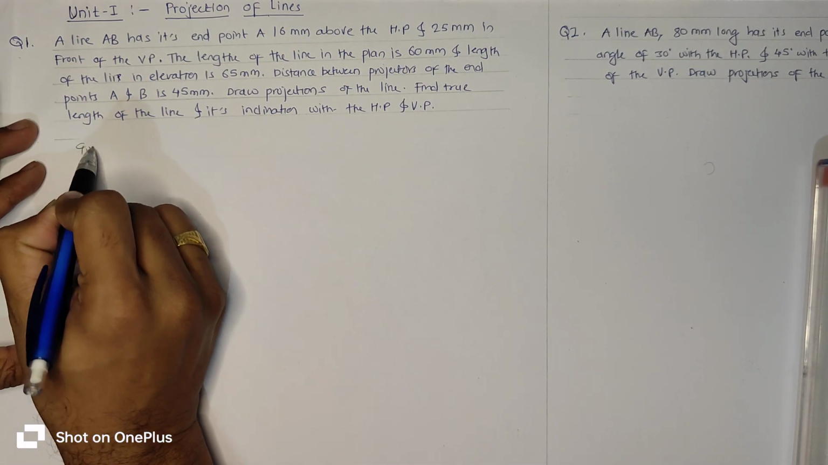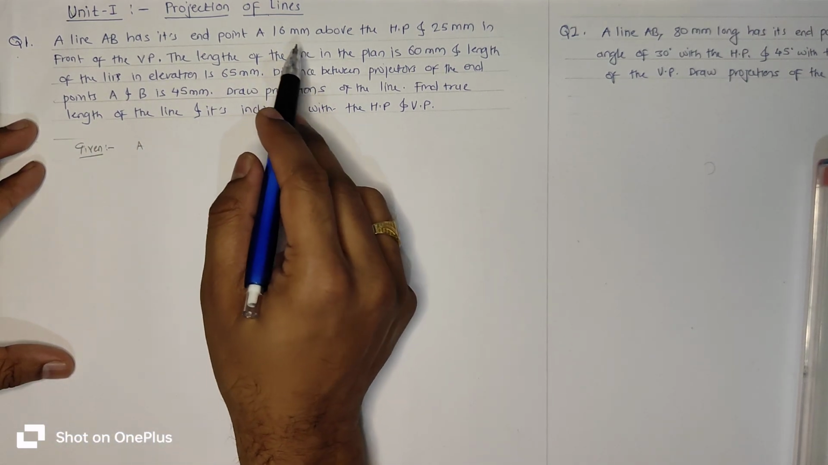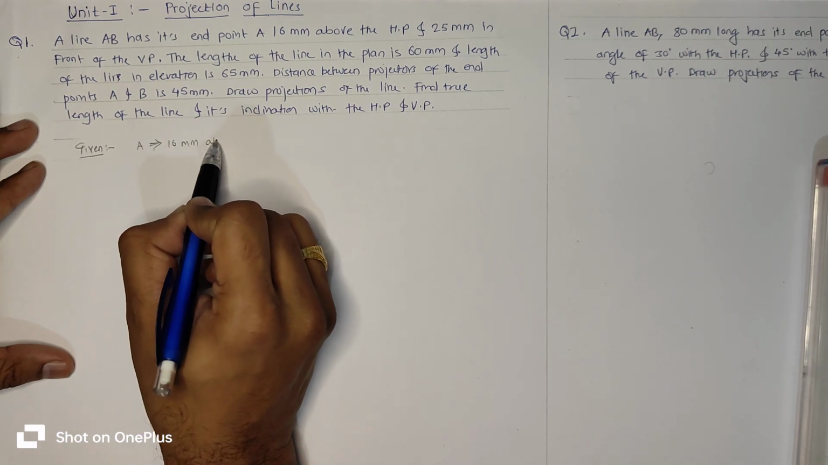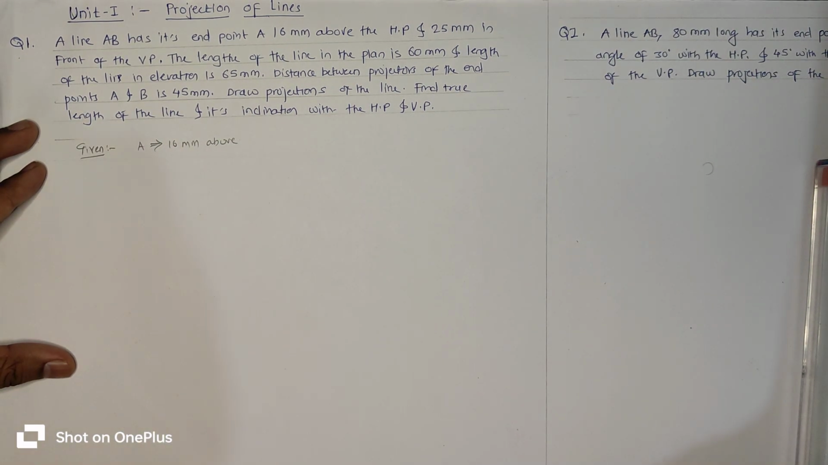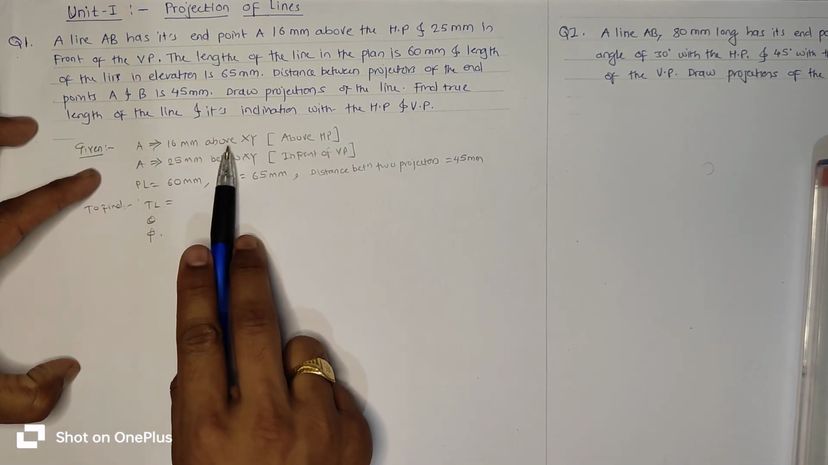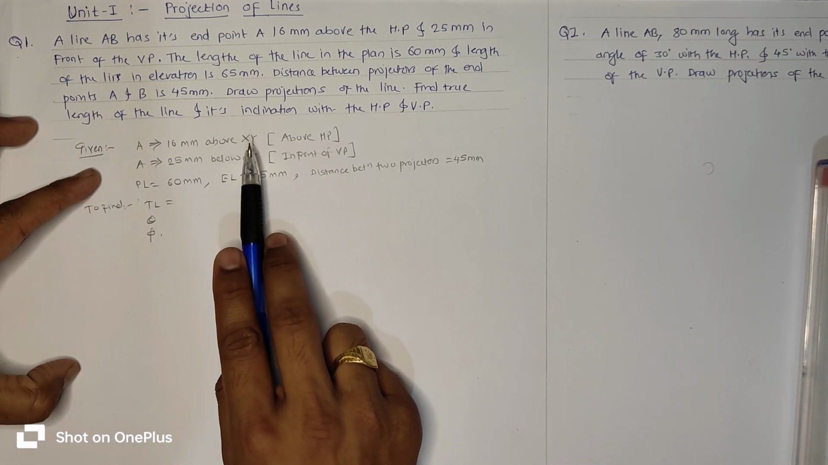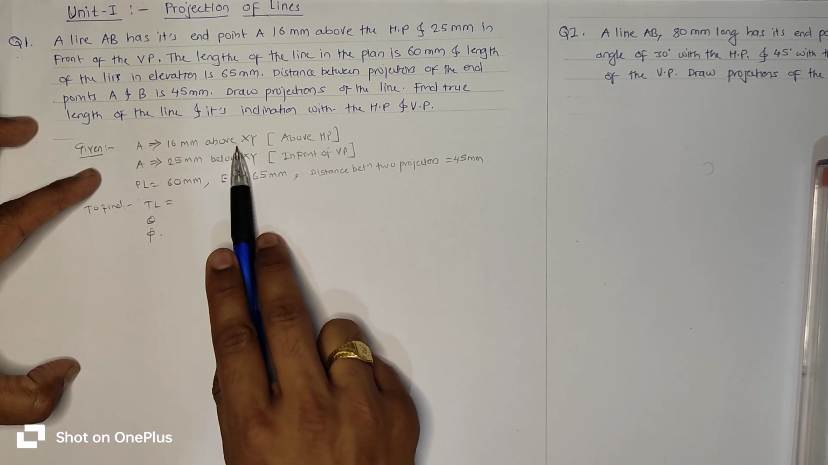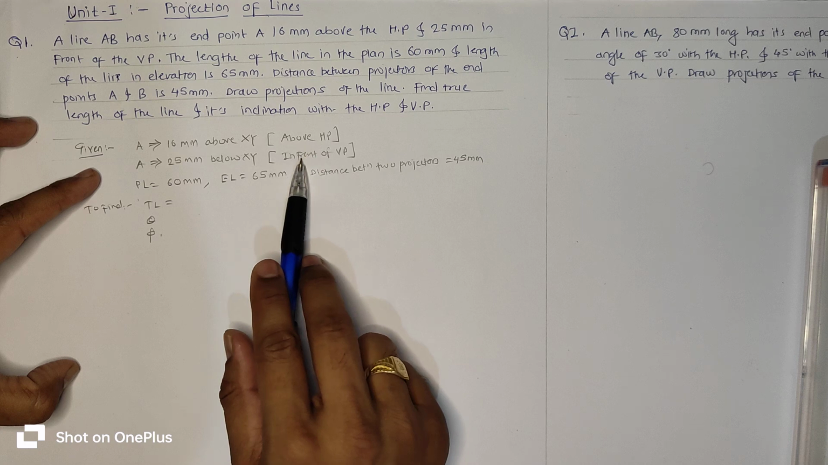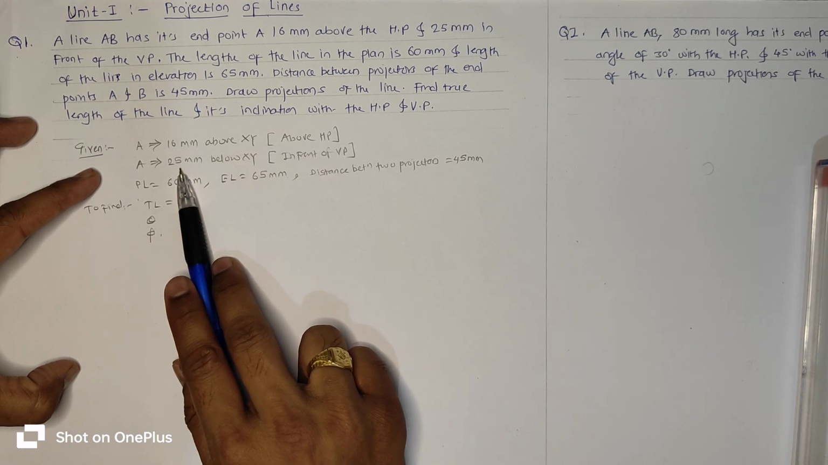So I will write given data here. Point A is 16 mm above HP, above the XY line. So above HP, we will draw point A above the XY line. It is in front of VP by 25 mm, so we will draw it below XY by 25 mm.